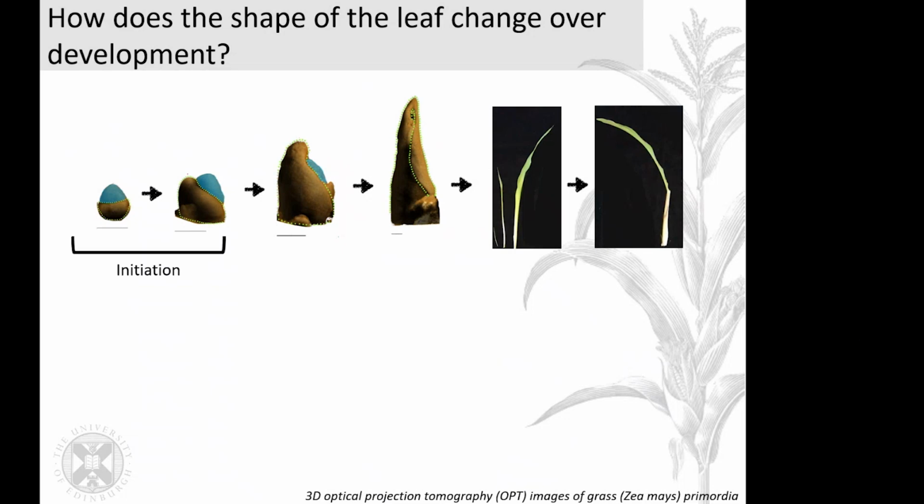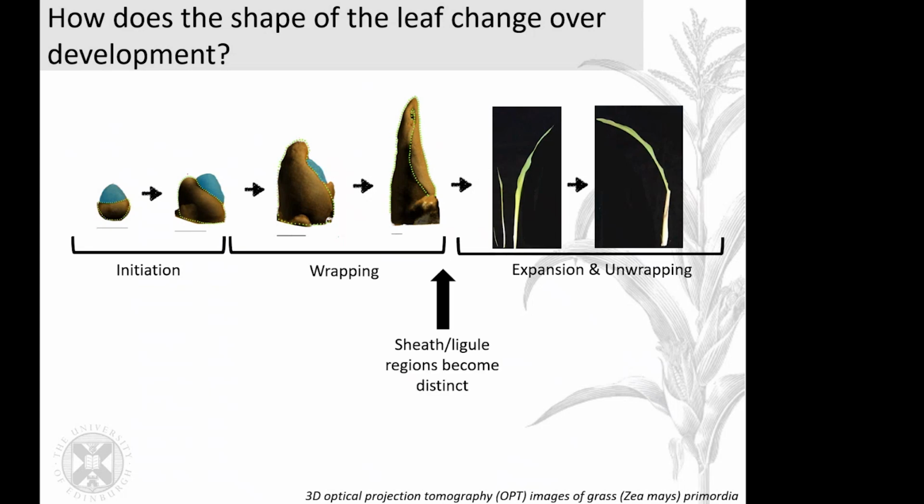So we can refine this into 3 regions, 3 domains: initiation, wrapping, and expansion and wrapping phases. And then through looking at the 3D images, we can actually see that cell structures are changing at this stage, and the sheath and ligule regions can become completely distinct. At this stage in development, the leaf is 3 millimeters in height.